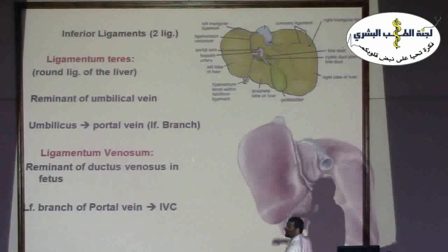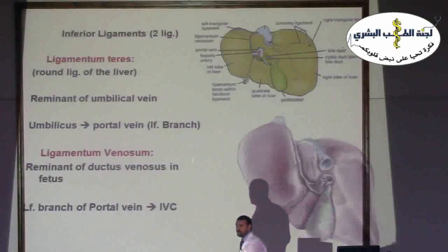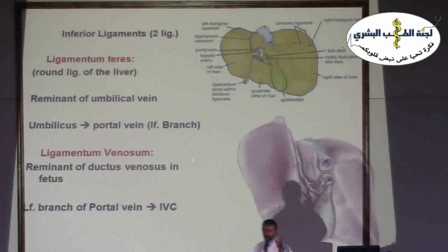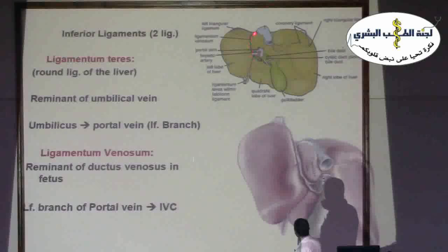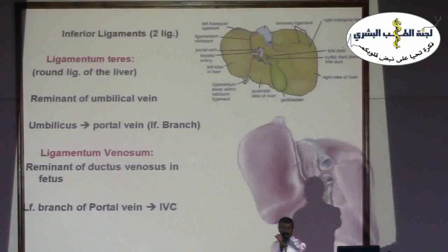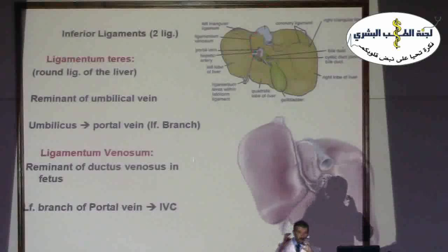then to the heart. After birth, when the liver becomes fully functional, these two structures, the umbilical vein and the venous duct, will be obliterated by fibrous tissue. You see fibrous accumulation of collagen fibers, and they close the whole lumen. So the umbilical vein becomes a ligament. We call it ligamentum teres, or round ligament of the liver.